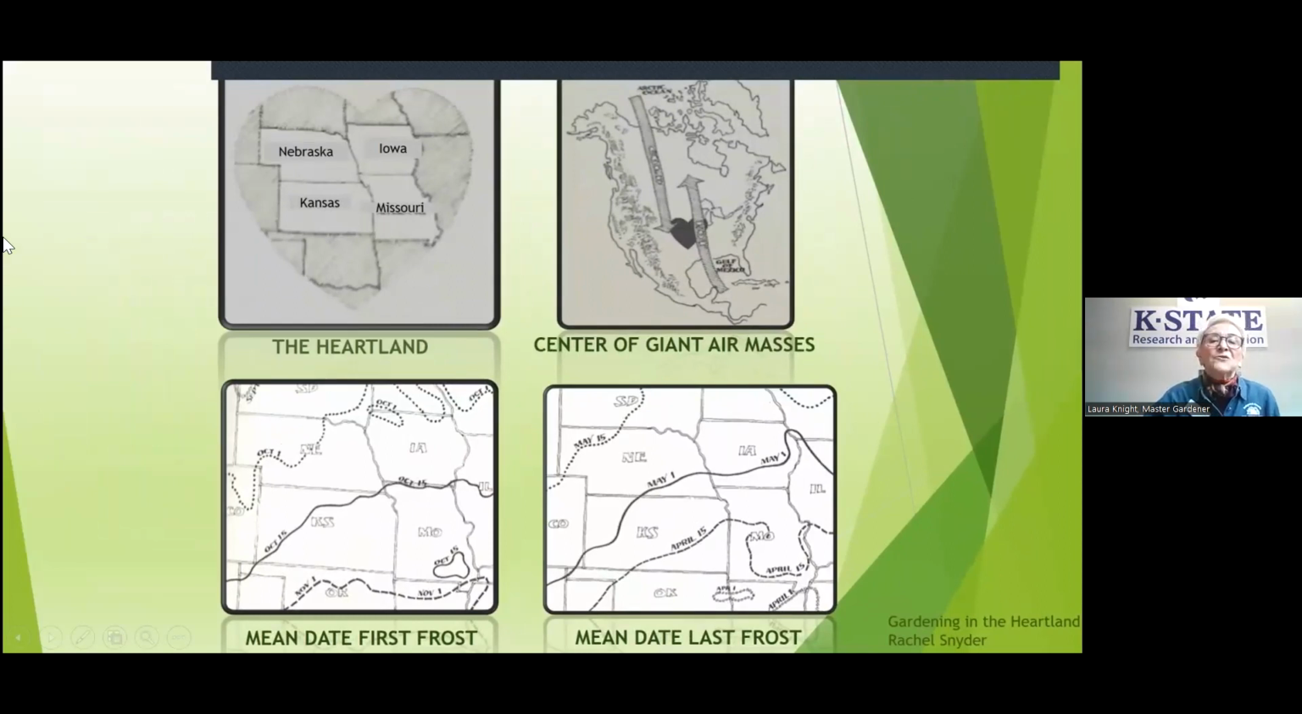Another thing that I want you to know is that we live in the heartland, and the heartland is really Nebraska, Iowa, Kansas, and Missouri. We are a continental climate. Our climate depends on big air masses, cold air masses from the Arctic Ocean area, and hot masses of air from the Gulf of Mexico. We do not have the modifying effect that big, large bodies of water like oceans or lakes will have to the land around it.